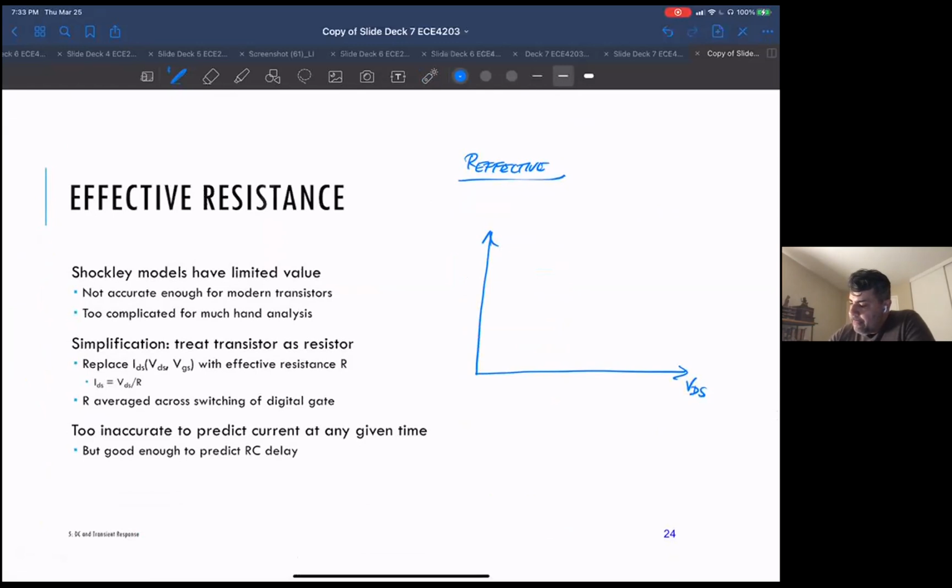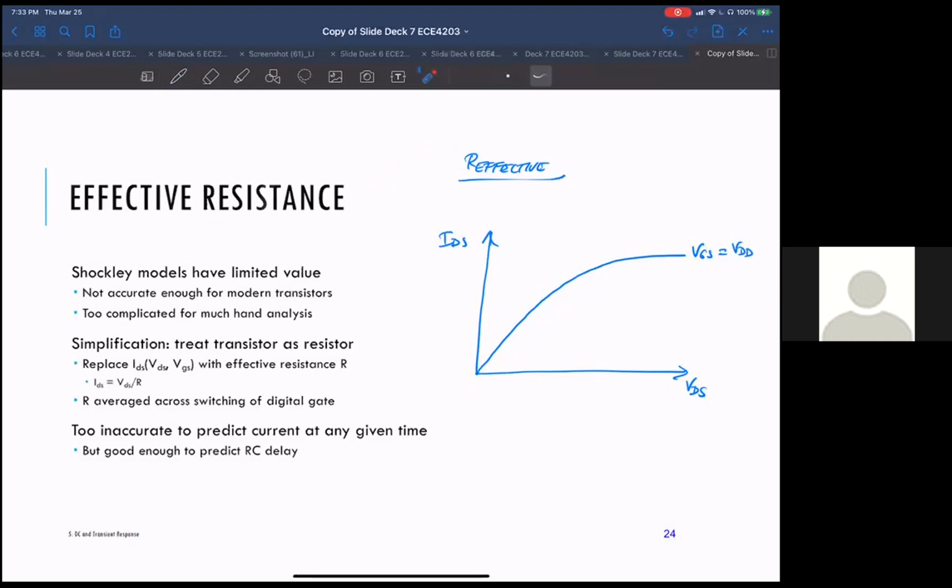So let's say I have, this is my VGS equal to VDD. Remember I said this is the only curve I'm going to worry about because I'm assuming my input is infinitely fast. Everybody following me so far? Any questions about what I'm doing or why? No questions so far. Okay, great.